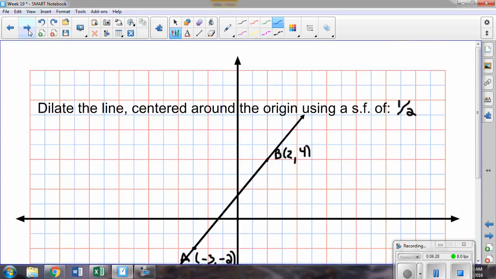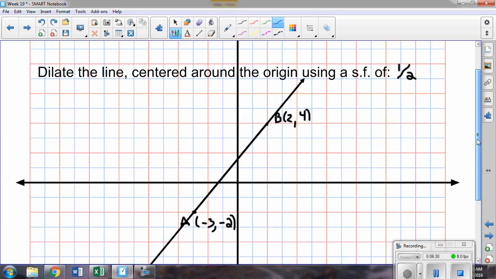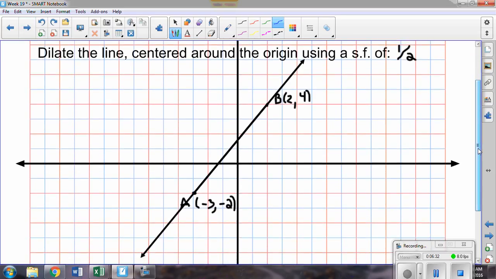And one more here. Dilate the line by a scale factor of 1/2. So where does point A go? 1 and 2. Well, half of -3 is -1.5. Half of -2 is -1. So left 1.5, down 1. We'd get our A prime, the image of A.